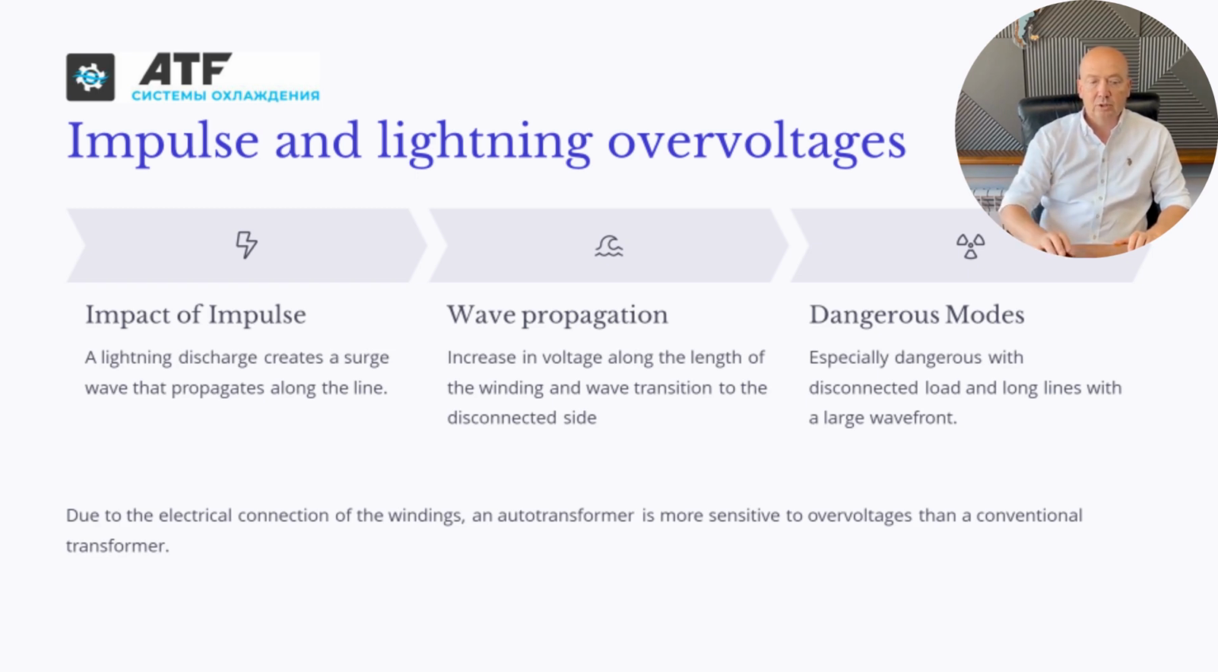Impulse and lightning overvoltages. Because the windings are electrically connected, the autotransformer is sensitive to overvoltages. When an impulse is applied, for example from a lightning strike, voltage can rise progressively along the winding length, and part of the wave can transfer to the disconnected side. If the winding layout is not considered carefully, this may cause insulation breakdown. The danger is higher when the load is disconnected or the lines are long with a steep wave front.